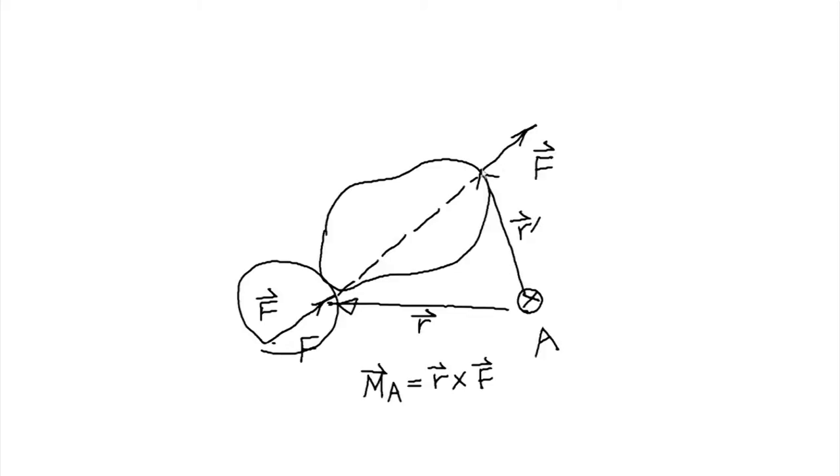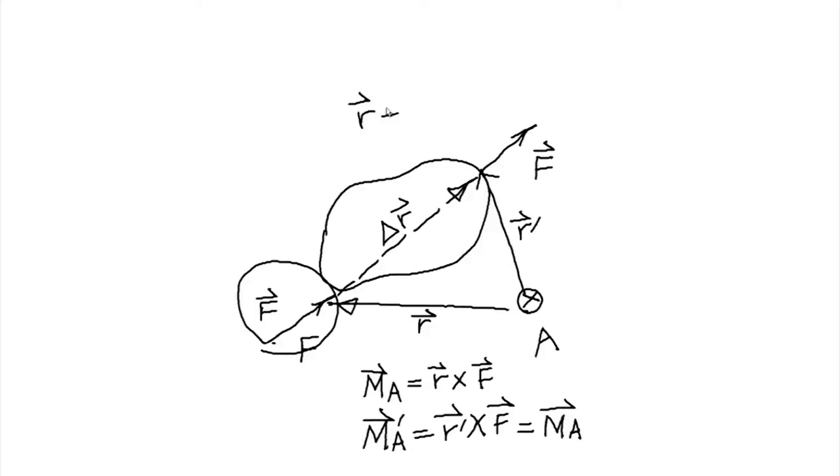So the new torque of this force should now be MA prime, which should now be equal to r prime cross f bar, and you can convince yourself that this will be equal to MA. Just do simple algebra, just note that this is r bar, and this is delta r bar. So r bar plus delta r bar is equal to r bar prime.